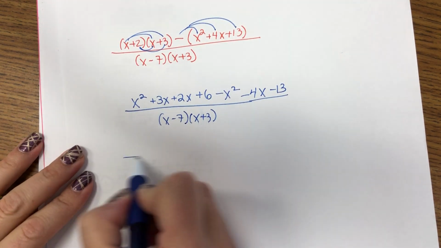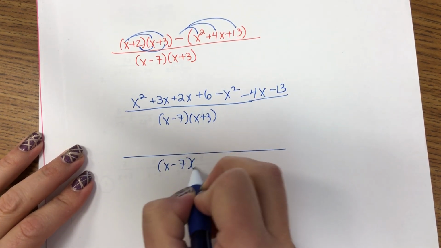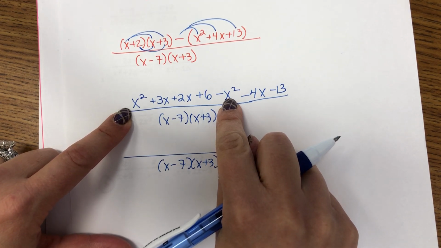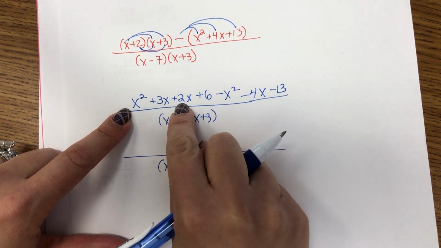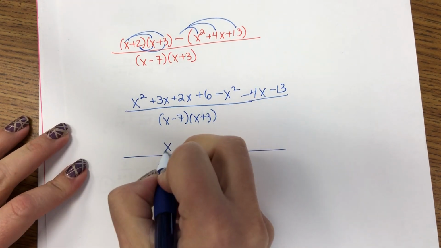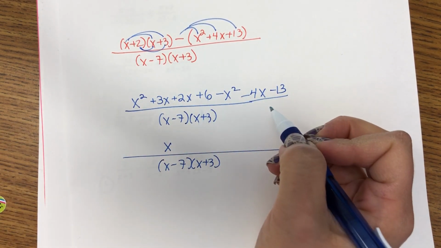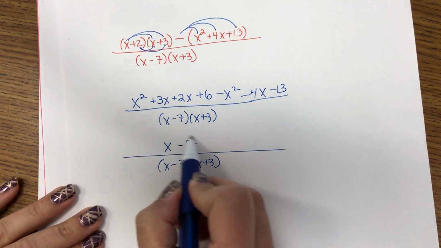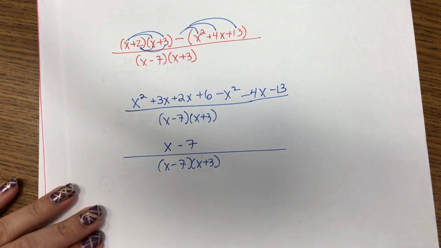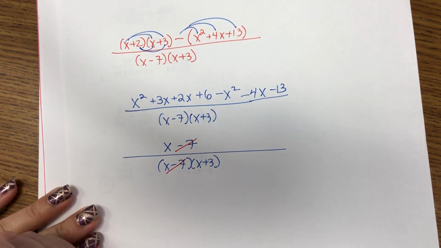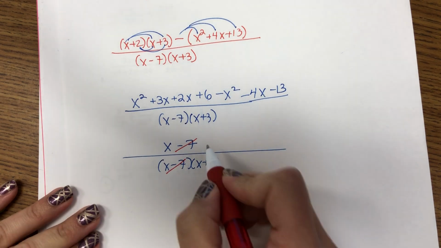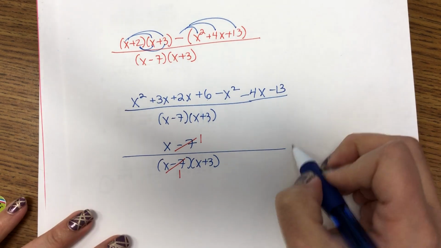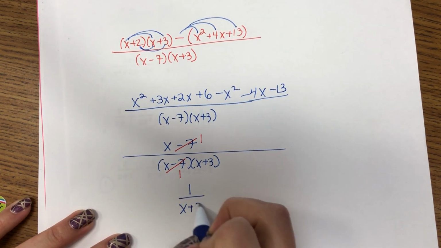So now in the numerator I have to combine like terms. So x squared minus x squared is 0. 3 plus 2 minus 4 is 1x. And 6 minus 13 is negative 7. And what I see is this factor and this factor are the same. So they eliminate each other. Anything divided by itself is 1. But you can't leave the numerator empty. It divides to 1. So our final answer is 1 divided by x plus 3.